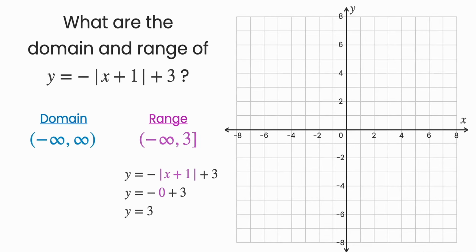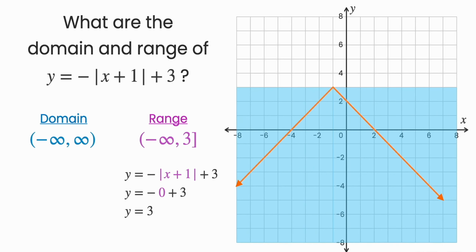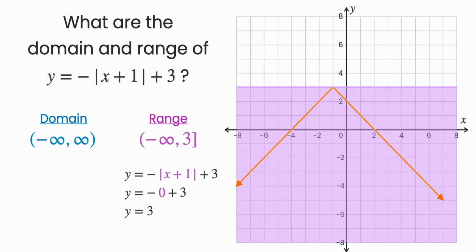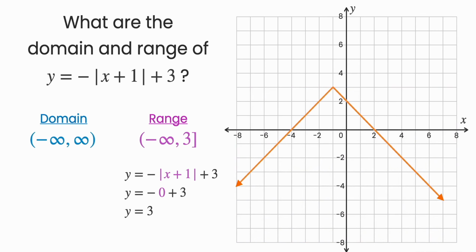This equation represents an absolute value parent function that has been vertically reflected over the x-axis, shifted left 1, and up 3. Sure enough, the function looks like it extends infinitely left and right and only exists at or below y equals 3. So our domain is all real numbers, and the range is all y values from negative infinity to 3. Let's look at another function.